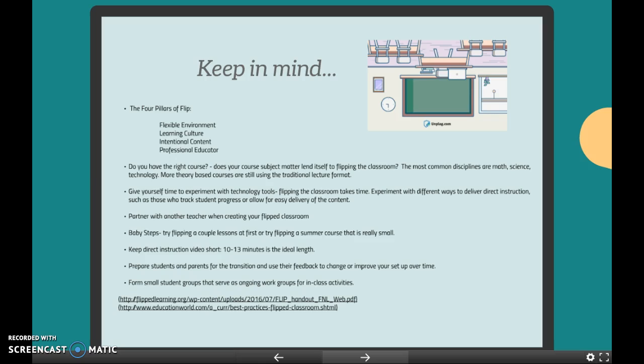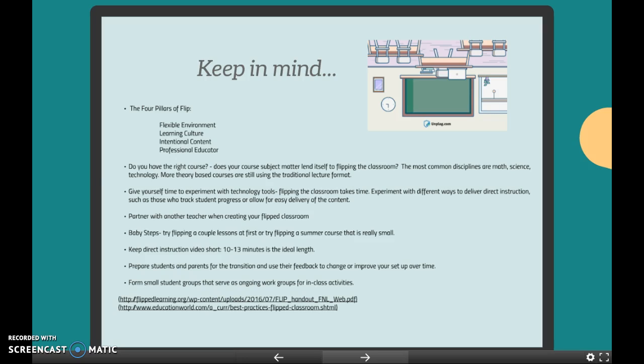Give yourself time to experiment with technology tools. Flipping the classroom does take time, so you need to experiment with different ways to deliver direct instruction, such as those which track student progress or allow for easy delivery of the content. Partner with another teacher when creating your flipped classroom to share the workload and share ideas. Take baby steps. Try flipping a couple lessons at first, or try flipping a summer course that is really small.